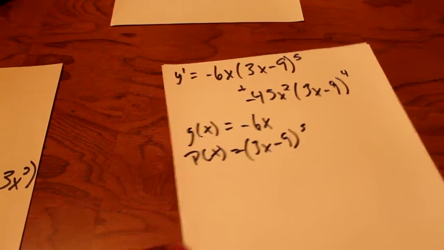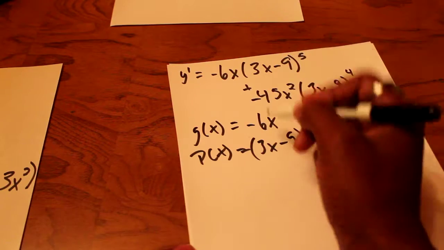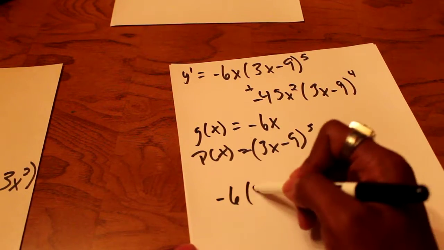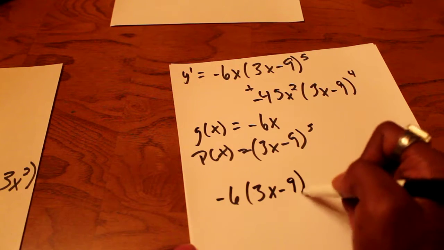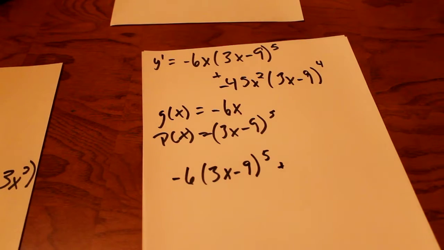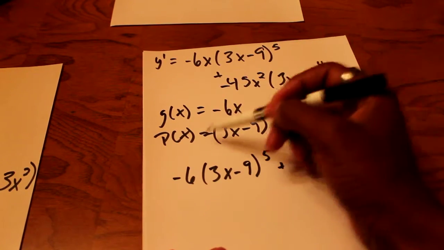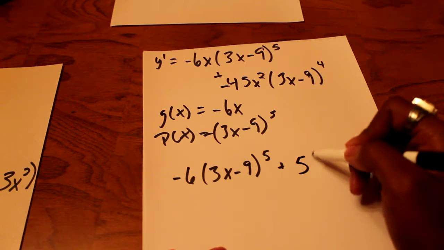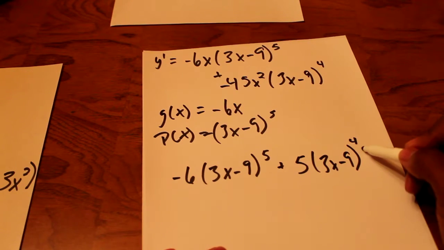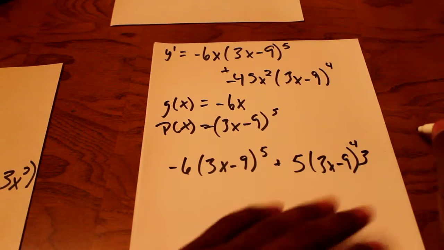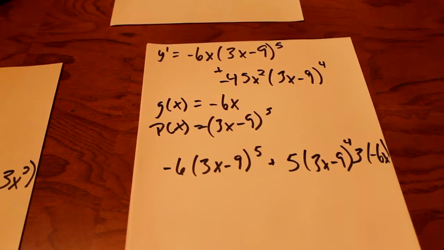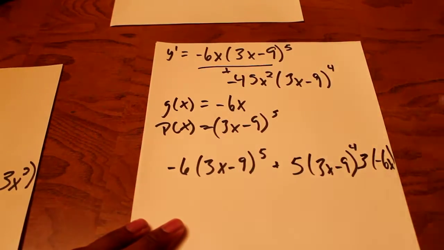And what we're going to do is the same thing over again. So we're going to take the derivative of g of x, which becomes negative 6, times the regular p of x function. And then we're going to add that to our p prime of x, which is going to be 5 times (3x minus 9) to the fourth times 3, times our regular old g of x function, which is negative 6x. And that is the first part of the y prime function.